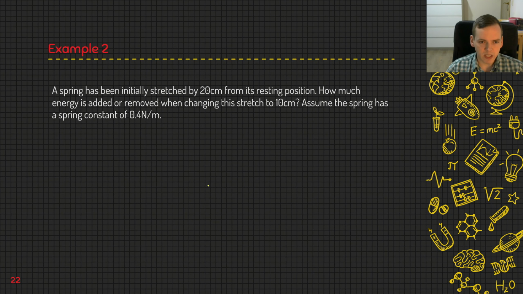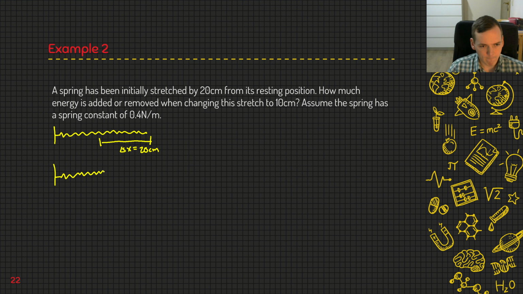Example 2: a spring has been initially stretched by 20 centimeters from its resting position. How much energy is added or removed when changing this stretch to only 10 centimeters? Assume that the spring has a spring constant of 0.4 newtons per meter. Okay, so let's draw a diagram because this will help. We initially have a spring that's been stretched 20 centimeters. Then some point later, it's only been stretched half as far.